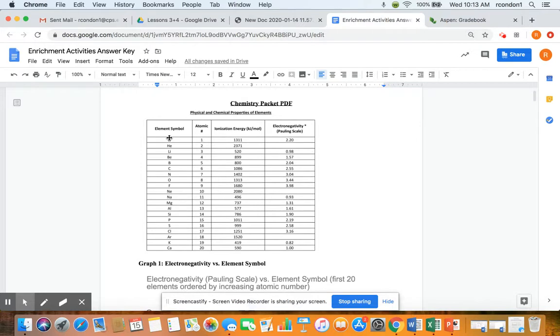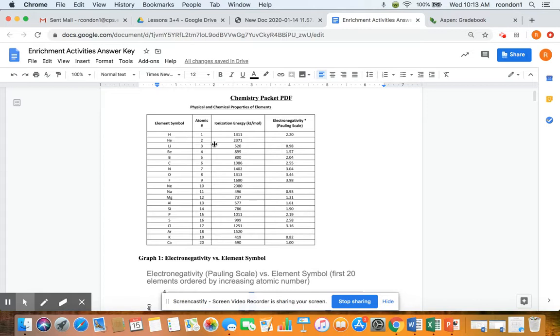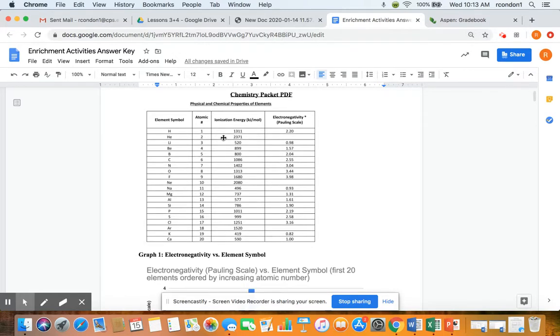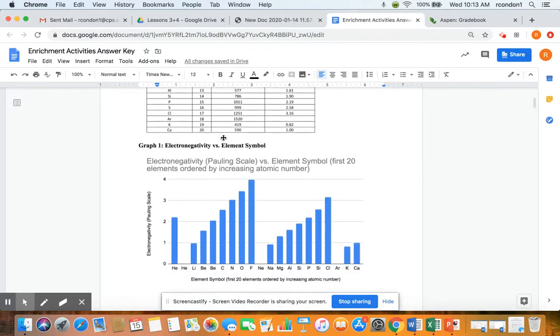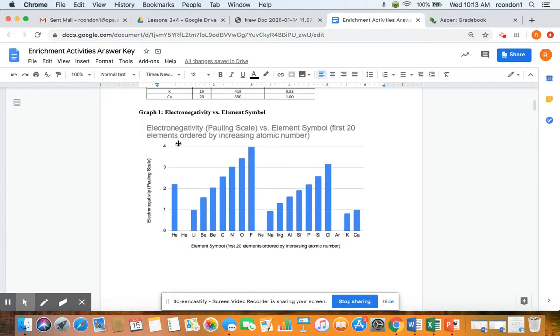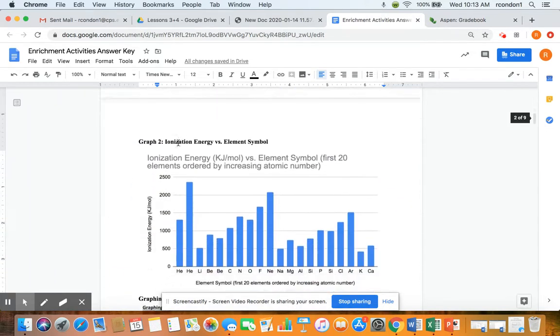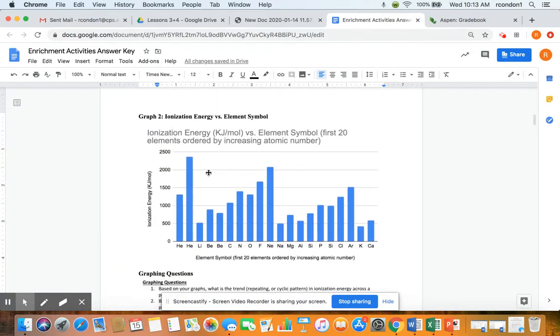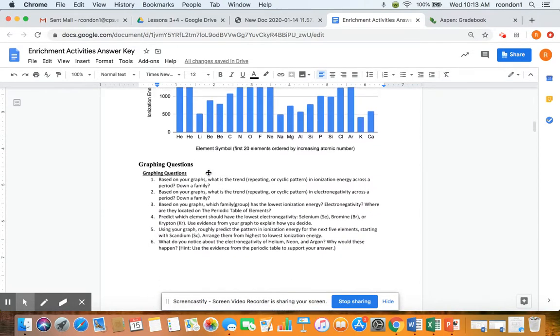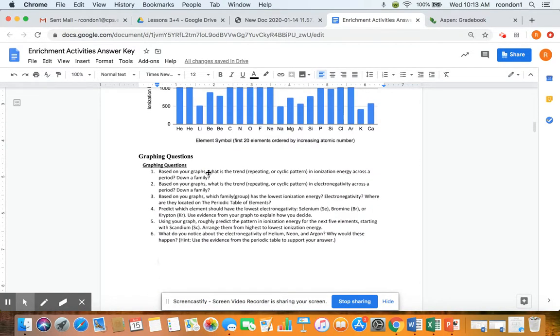So we had this data table, right? And in the previous video, I showed you how to make a graph using this data table in Google Sheets. If you prefer, you can still make a graph on graph paper or on loose leaf paper, whatever works for you. But this I thought would be an easy way to do it. So here's our electronegativity graph for the first 20 elements, and here is our ionization energy graph. Let's talk about these graphing questions. I think we're going to do number 1 and number 4.